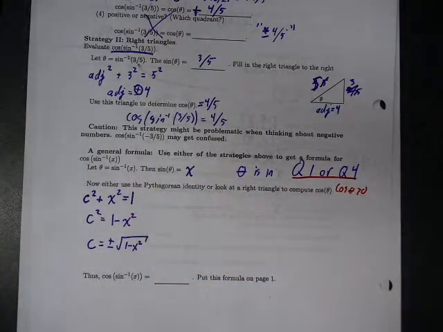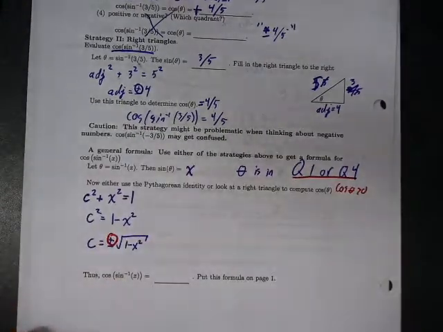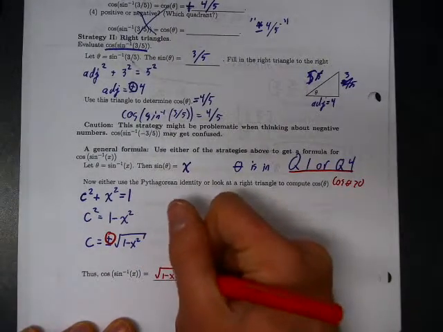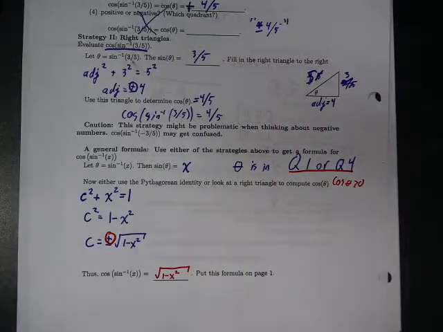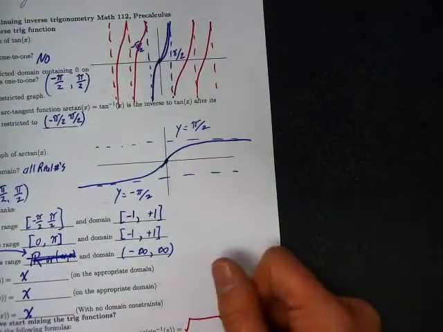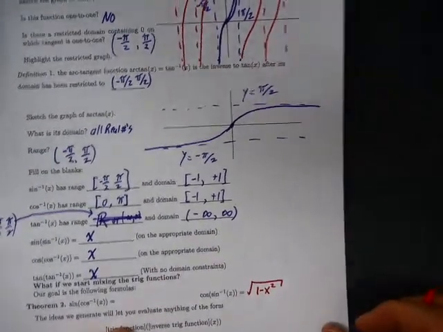So apparently, cosine will be plus or minus the square root of 1 minus x squared, but will it be positive or negative? Positive. So the cosine of the inverse sine of x is always equal to the square root of 1 minus x squared. That gives us one of the formulas promised on the first page. So I'll go back to the first page and fill that in. The cosine of the inverse sine of any number x is the square root of 1 minus x squared. Cool.